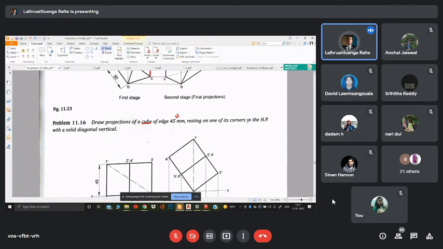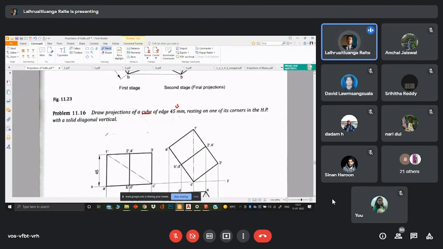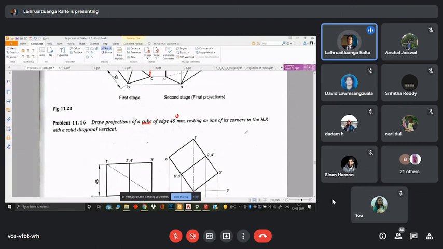So how many corners do we have? 1, 2, 3, 4, 5, 6, 7, 8. Right? We have 8 corners, and we have one of the corners resting in the HP with a solid diagonal vertical. Solid diagonal would mean, if this is the solid, the diagonal would be this point touching this point. All right, with a solid diagonal vertical.